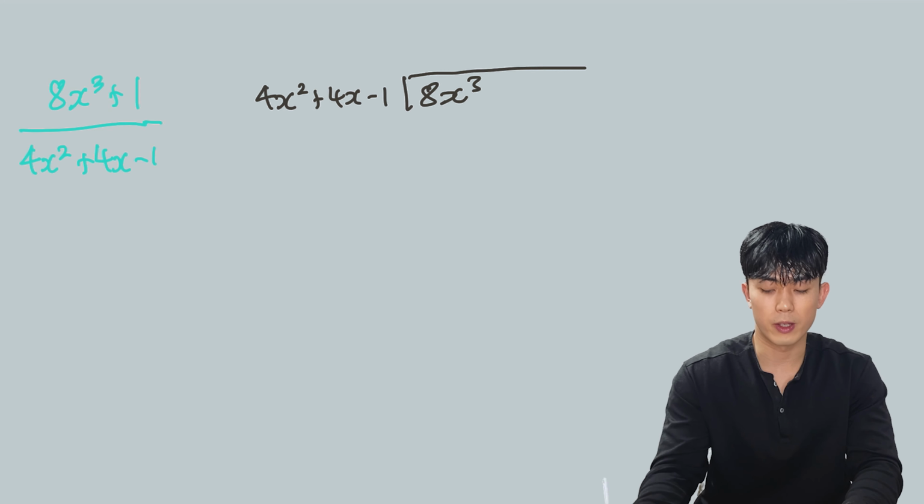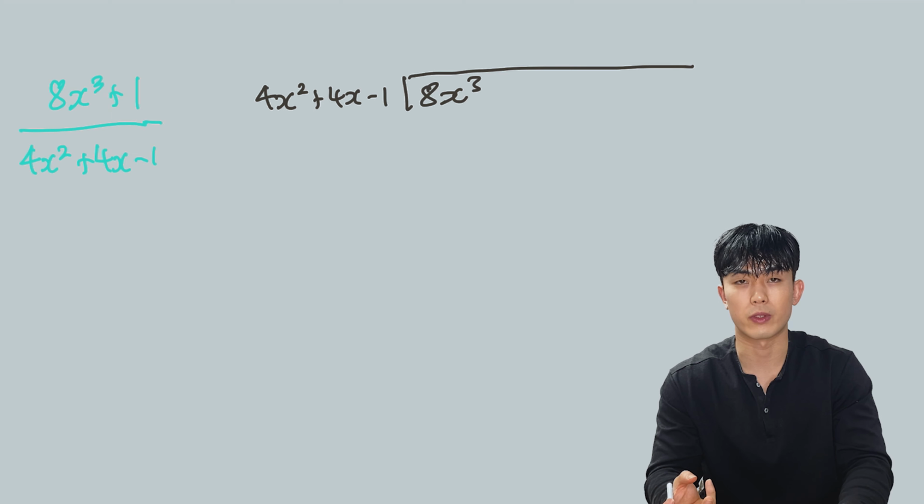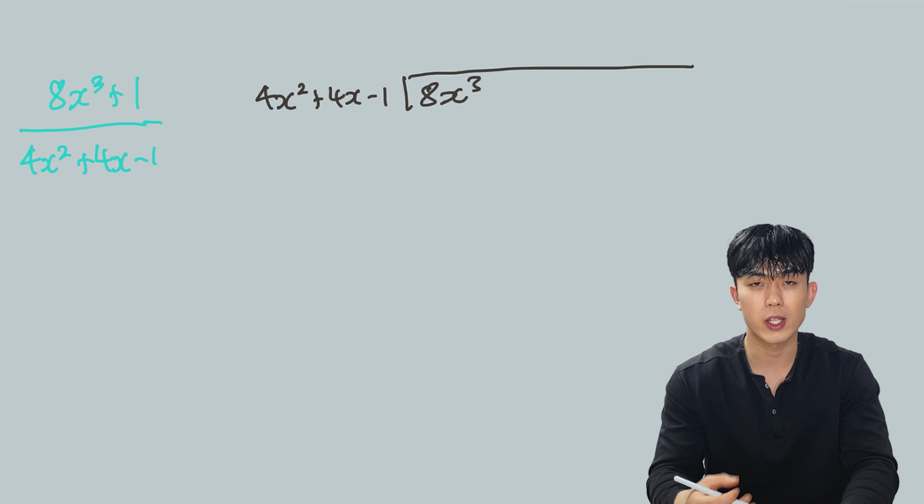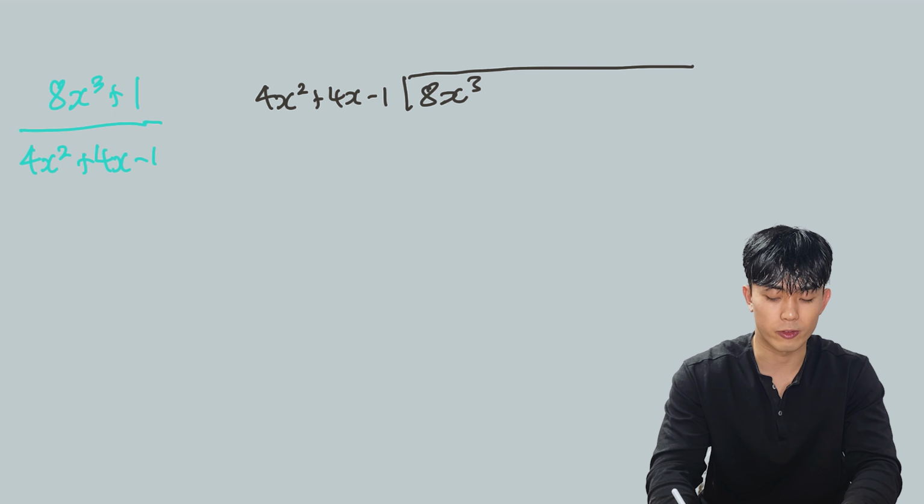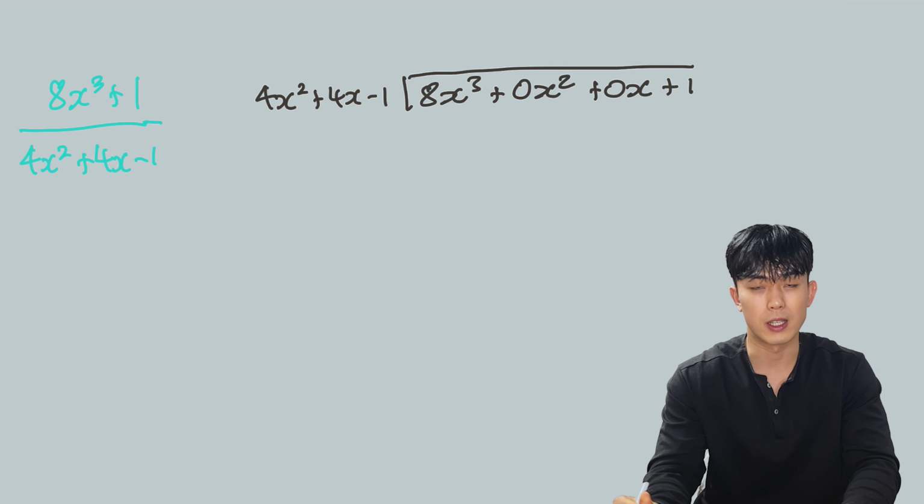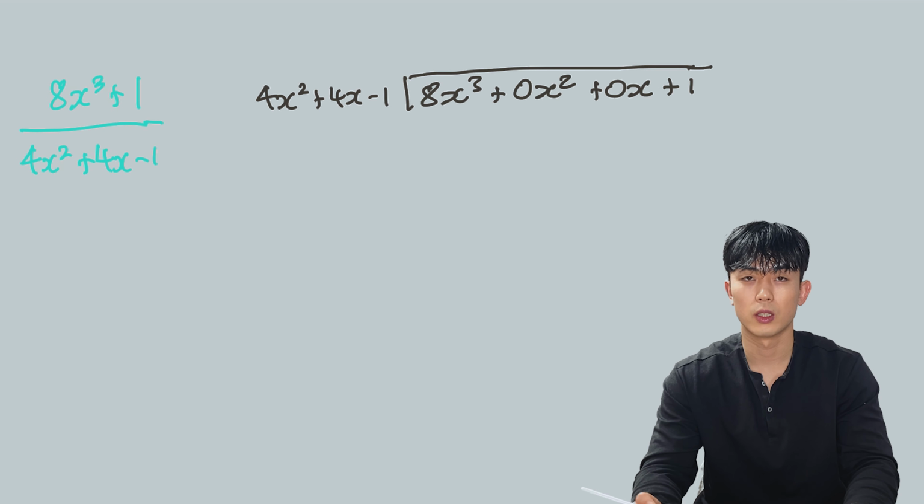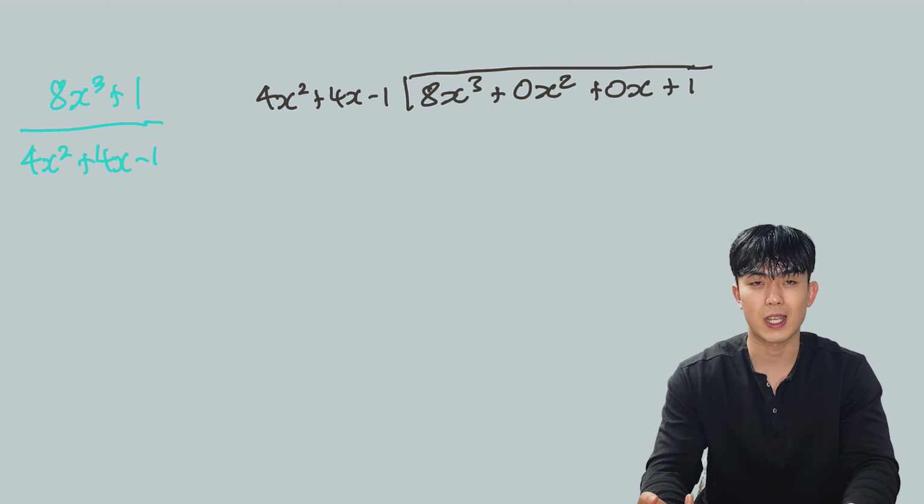Now, very importantly, there are no x squared terms and there are no x terms, right? However, when we're doing our setup, we need to actually include them, and we do that by writing plus 0x squared, and also plus 0x, and then the plus 1. It's essential that you include these two terms, otherwise this algebraic division will not work. Right, now we just have to follow the 6 steps as we learned before.